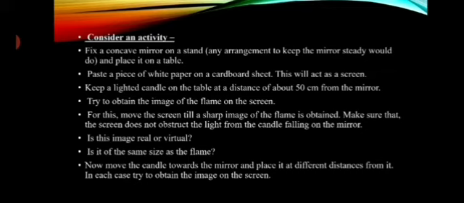First, the concave mirror is fixed and placed over a table. Now the screen, constructed from a white paper or a cardboard sheet, is placed away from the lighted candle at a distance of 50 centimeters. Now we try to obtain the image of the flame on the screen. For this, we move the screen till a sharp image of the flame is obtained. Initially, we have to set up the candle so that we obtain a sharp image of the flame of the candle.